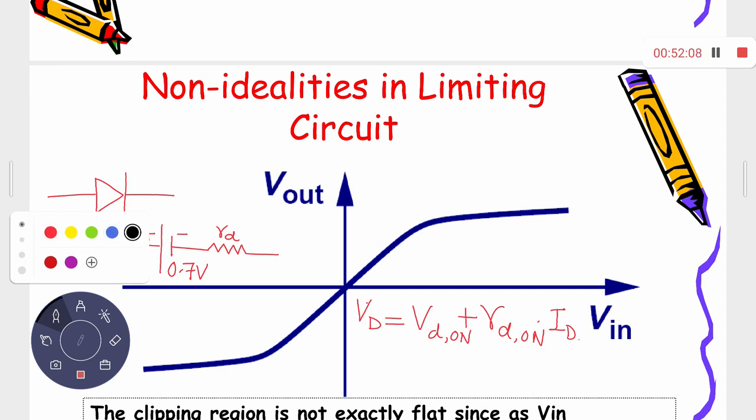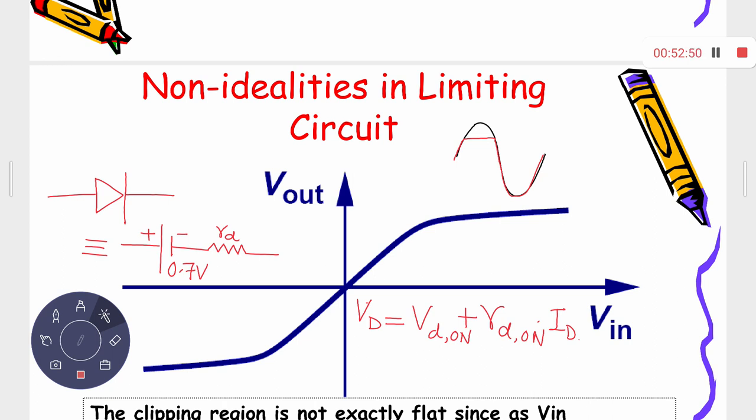For example, suppose this is your input, and suppose I am considering something like a positive clipper. So far you have seen that it will be constant and then it will follow this path. During this region, whenever the diode is on, you have assumed that it is exactly constant, VD on plus your V bias, right? But remember, it's not constant.